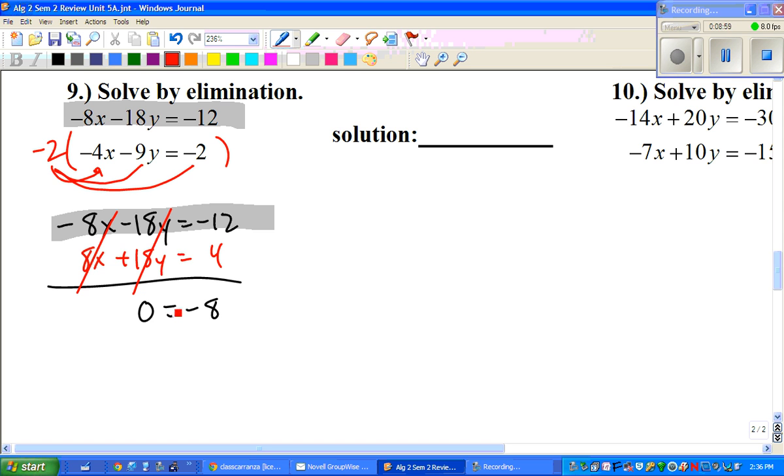Now, is that a true or a false statement? A false statement. So our answer for this is no solution, or you can write the really cool symbol. Okay?